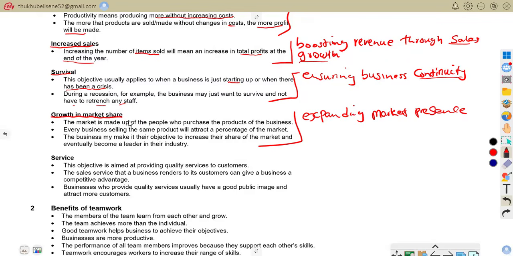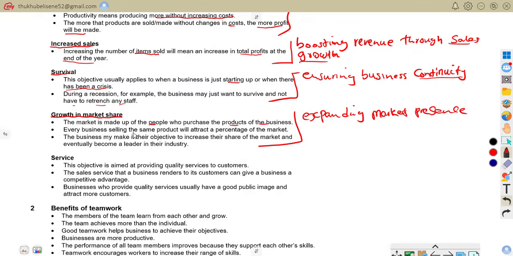So the market is made up of people who purchase the products of the business. We know for us to have a market, that is when there are people who are going to buy the product, who have money to buy the product. So that is a market. A market is made up of people who have money to buy what? Products, who are willing to buy a product. That's when you say this is a market.